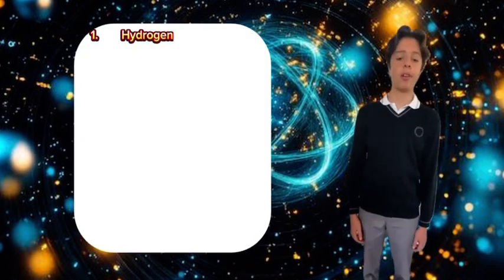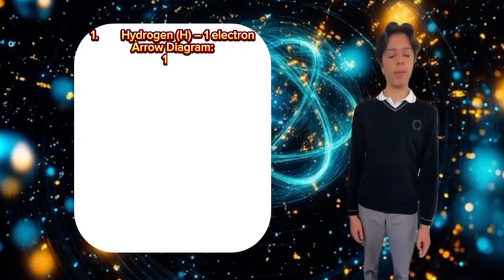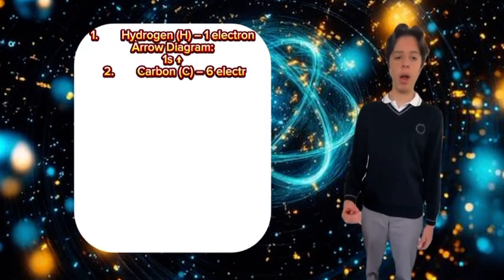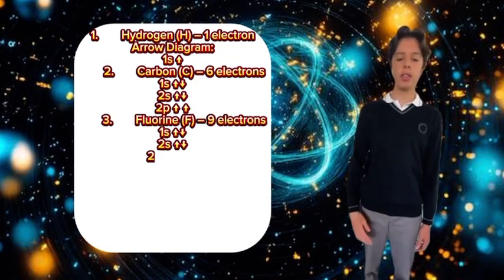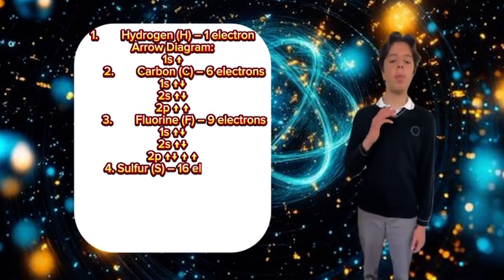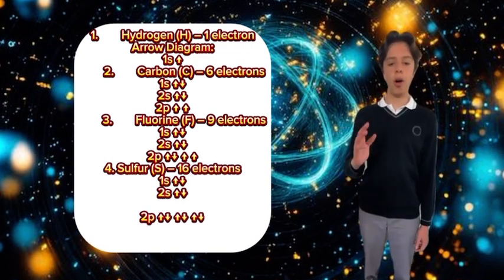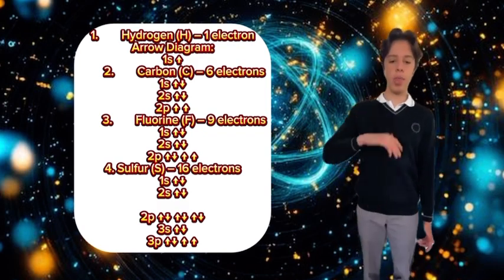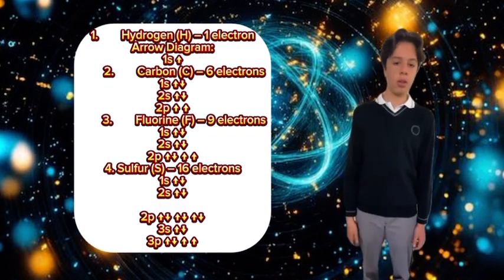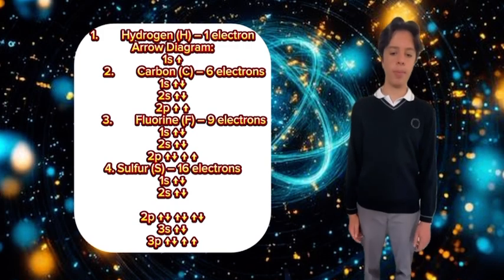The examples are: hydrogen with 1 electron. The arrow diagram will be 1s, 1 up arrow. Carbon, 6 electrons. 1s up, down. 2s up, down. 2p up, up. Fluorine, 9 electrons. 1s up, down. 2s up, down. 2p up, down, up, down, up.